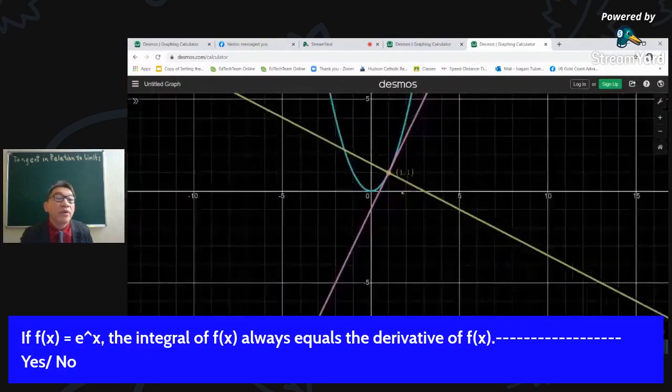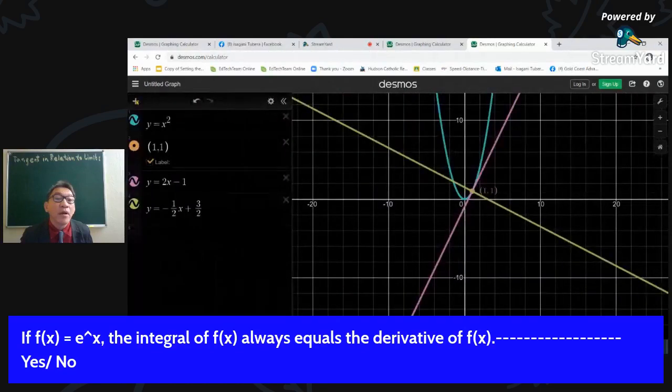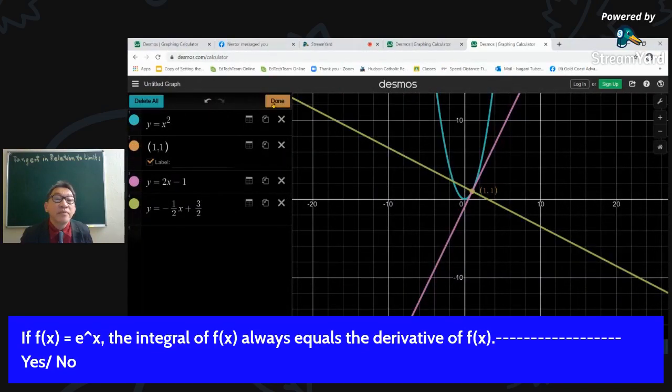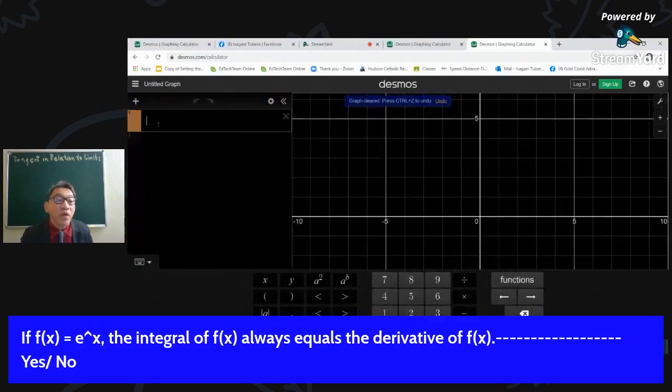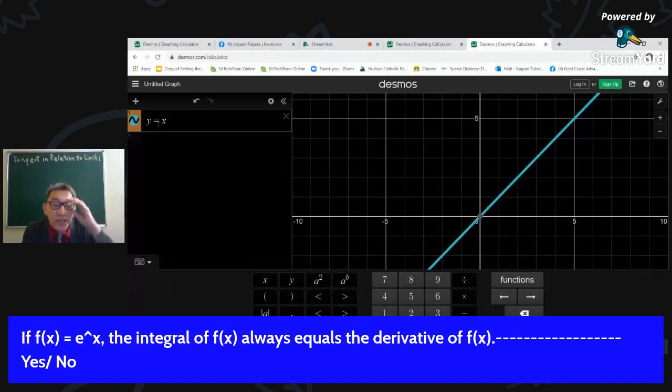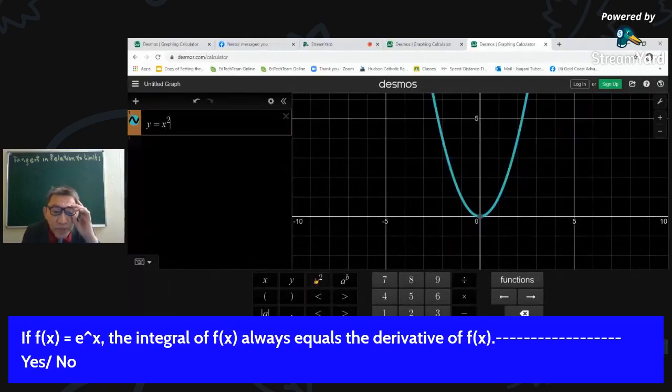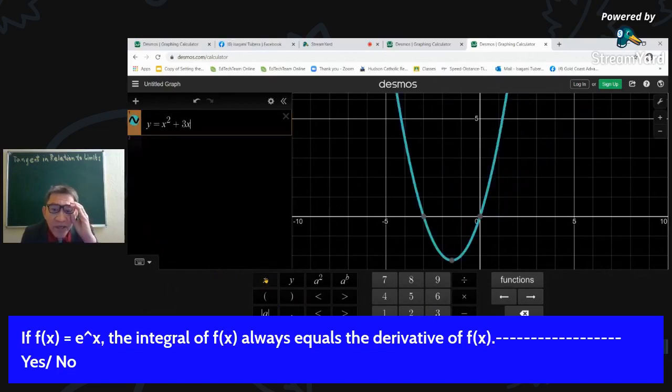So what is this? Delete this. What is the equation? It is y equal to 3x squared. It is x squared plus what? It's x squared plus 3x. So that's the problem.